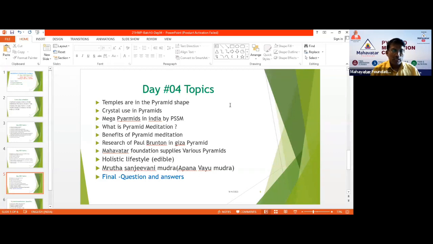Do not open the eyes until I say okay. Eyes must be closed throughout the meditation. Should never open the eyes. Eyes are the major dissipator of your pranic energy. 80% of the energy will be dissipated through the eyes. Hence, close the eyes throughout the meditation.